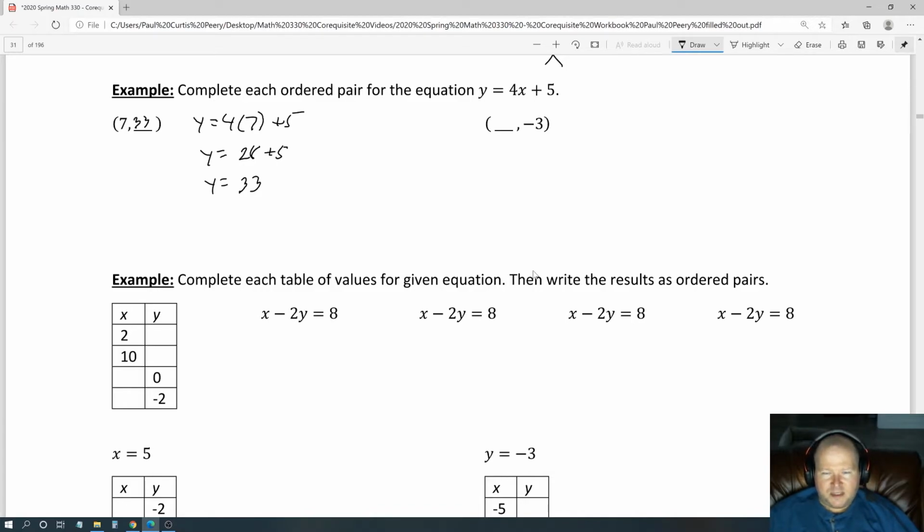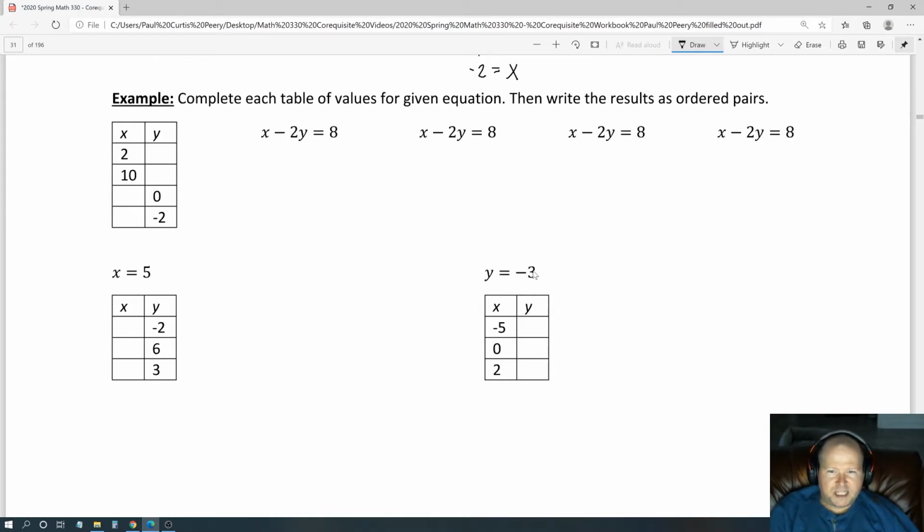Okay, the next one, they flip it. So now we know that y is equal to negative 3, so negative 3 equals 4 times x plus 5. We don't know what x is, so we leave it. So now we see minus 5, cancel, cancel. Negative 3 minus 5 is negative 8. 4x, 4 multiplied by x, we undo the multiplication of x by dividing by 4. Whatever we do to one side, we do to the other. Negative 8 divided by positive 4 is a negative 2. That leaves me x is equal to negative 2.